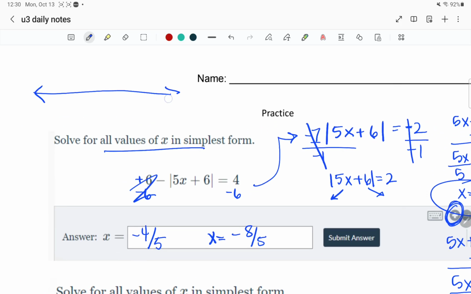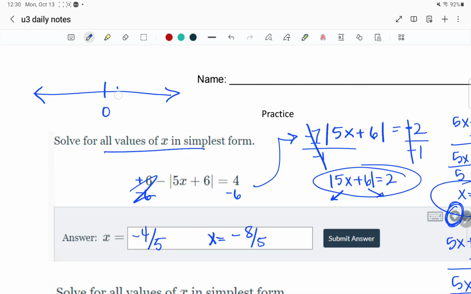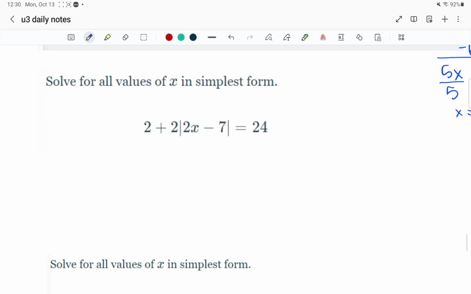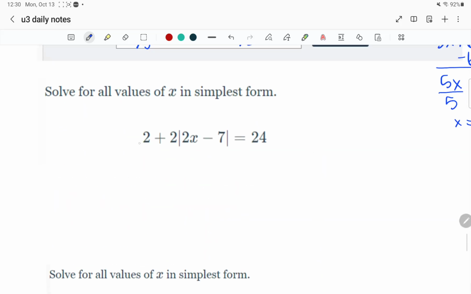Because I'll draw my little number line. Let's go over this one more time. When I say that absolute value of all that stuff equals 2, I mean that all that stuff can be 2 steps from 0. So that's +2 and -2. And the way we account for that is we write two different equations where one equals +2 and one equals -2. Let's do it one more time, and then you'll do the last one on your own.